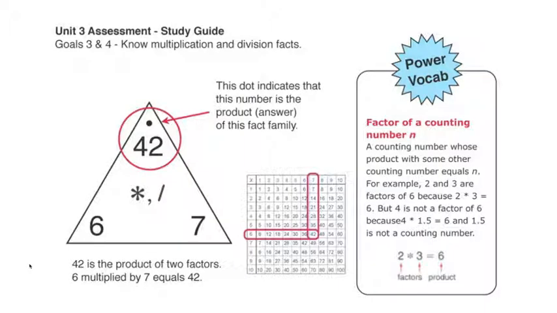Goals 3 and 4 are know multiplication and division facts, and Mr. Kemino's tidbit is know how to use them. This is a fact triangle right here.